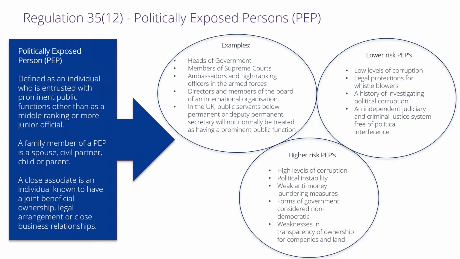As already mentioned, enhanced due diligence must be undertaken if the customer is a PEP or a family member or close associate of a PEP, in line with both the definitions I've just mentioned and the firm's own risk assessment. Some examples of PEPs would include heads of government, members of Supreme Courts, ambassadors and high-ranking officers in the armed forces. We've also included on this slide some examples to differentiate between lower risk and higher risk PEPs. Lower risk PEPs could include those from countries where there are lower levels of corruption and an independent judiciary free from political interference. A higher risk PEP could be from a country with weak anti-money laundering measures and political instability. At all times, firms must be following their own risk assessment under Regulation 18 and use this to support and determine what checks need to be undertaken on politically exposed persons, whilst also having regard for the regulations.